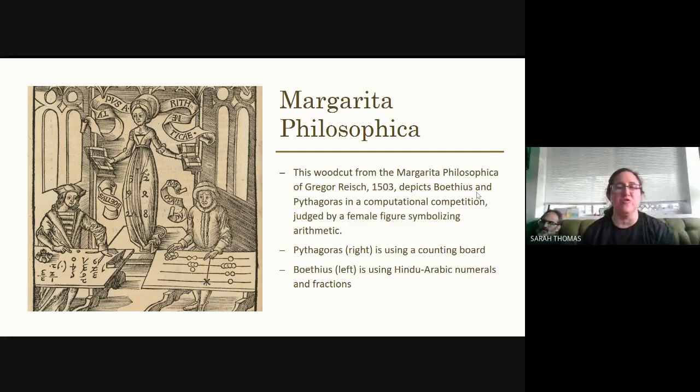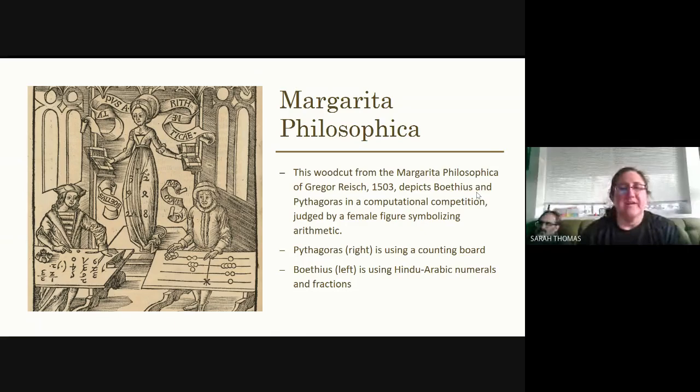So you can see they're having a contest. I wonder who is winning. I have my guesses. Boethius, by the way, would not have worn that either, because that's the fashion of the time that this woodcut was made. And he also lived and died before the Hindu-Arabic numerals made it to Europe, but that's another story.